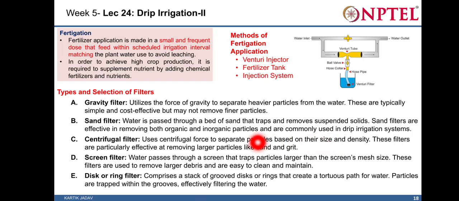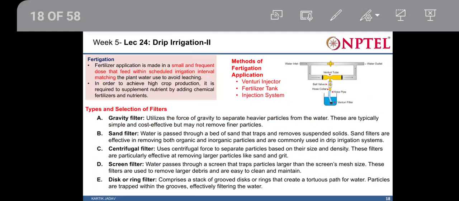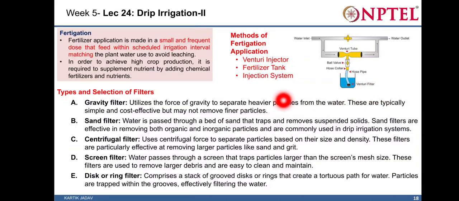Then we have a screen filter. In that, water passes through a screen that has a mesh kind of structure, and that mesh traps the particles that are not of interest. Then we have a disc or ring filter. It comprises a stack of grooved discs or rings that creates the shortest path for water, and particles are trapped within the grooves, effectively filtering the water.